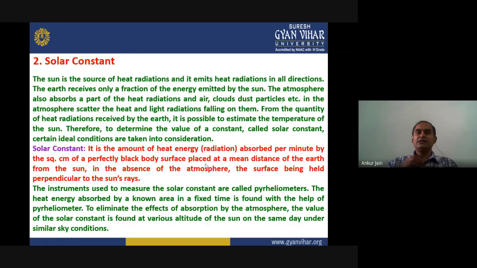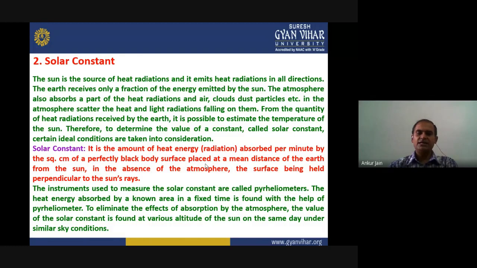So definitely the distance is too much between sun and earth. So that's why anything kept on the earth will be almost perpendicular to the sun's rays. So we are considering this to define solar constant. Now to measure the solar constant, the instruments are known as pyrheliometers. Pyrheliometers are the instruments which are used to measure solar constant.